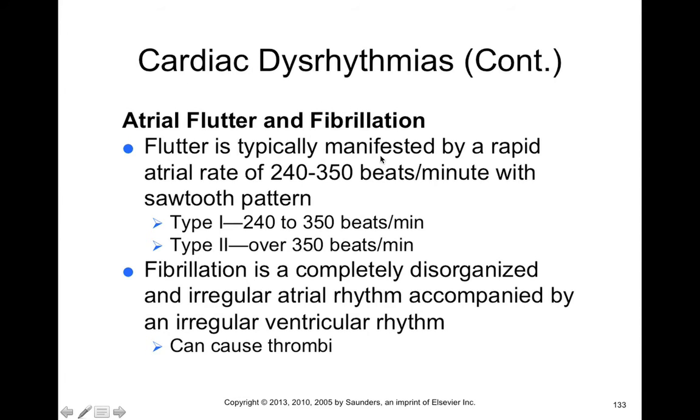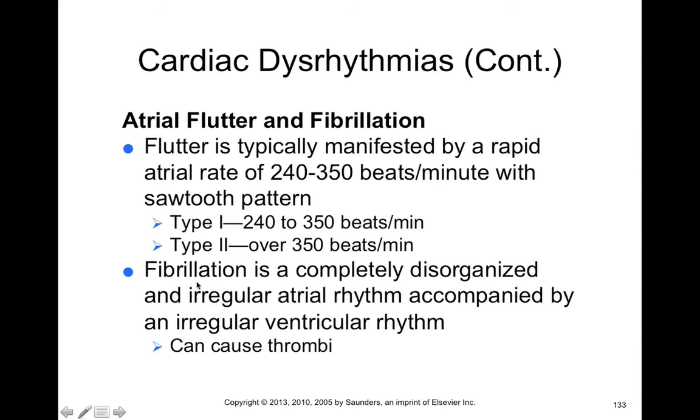Now, flutter is manifested by a rapid atrial rate of like 240 to 350 beats per minute of the atrial contraction. This causes a sawtooth pattern, and there are different types. Type 1 would be 240 to 350. Type 2 would be over 350 beats per minute. But I'm talking about the atria here, not the entire heart rate.